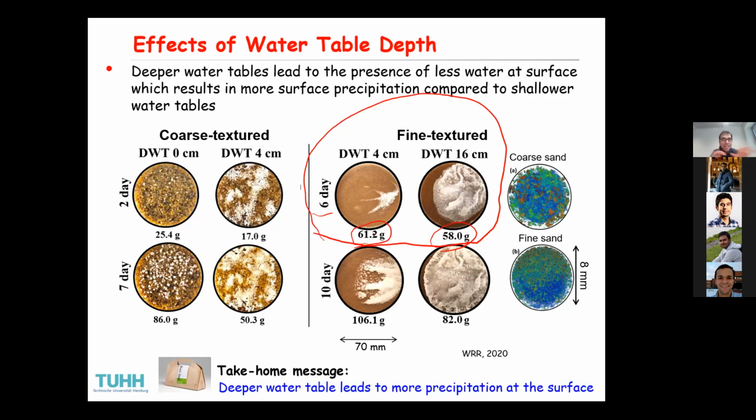Remember, they are under the same evaporative demand. Everything here is the same, except the depth of the water table. One is 4, the other one is 16. And the one which has more evaporation, you have less precipitation at the surface.